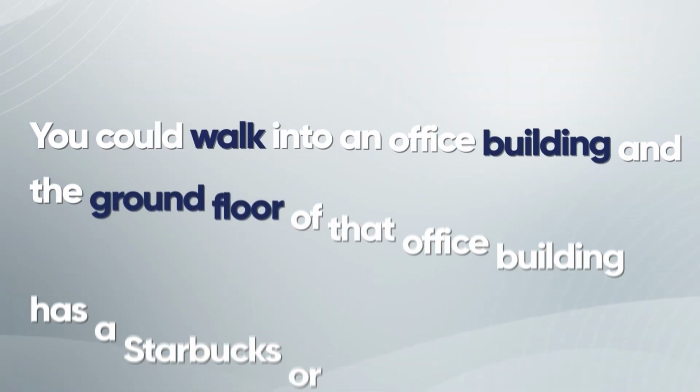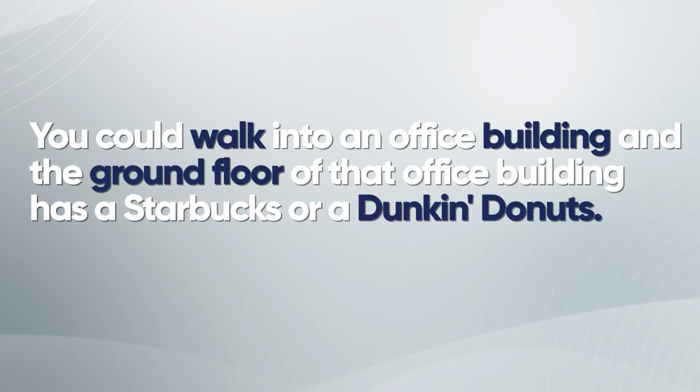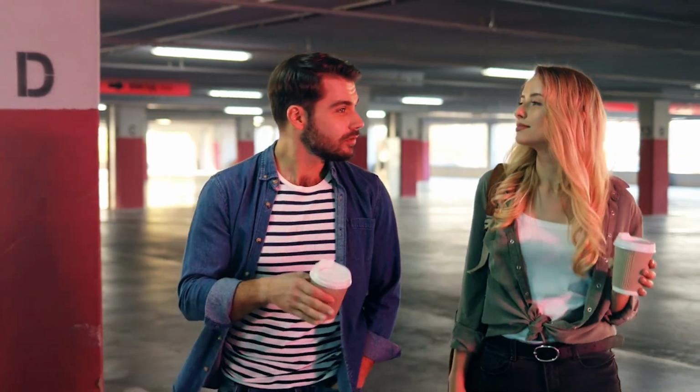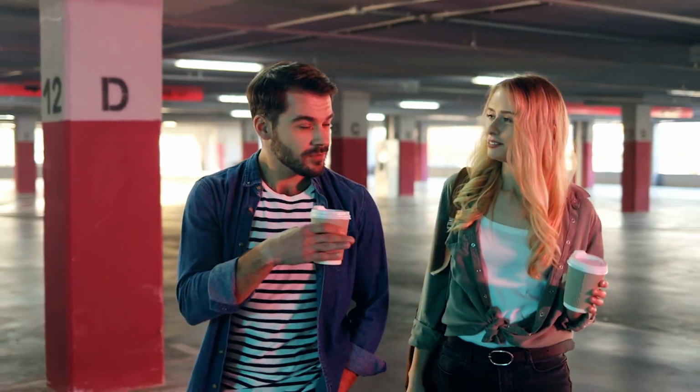And then finally, our last asset class is going to be our mixed use asset class. Mixed use is pretty much a combination of any of the asset classes we just discussed in this video. For example, you could walk into an office building and the ground floor of that office building has a Starbucks or a Dunkin' Donuts. You could also walk into a multifamily complex, and the ground floor of that multifamily complex is going to have maybe a Chipotle, or it may have a daycare center, something along those lines. Essentially, it's mixed use, right? So you're going to have multiple asset classes at that specific location.